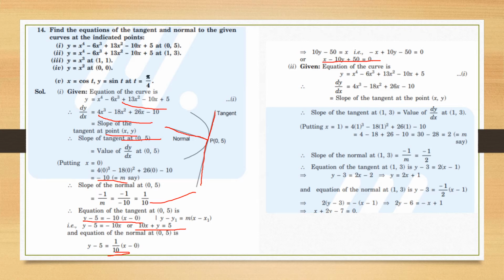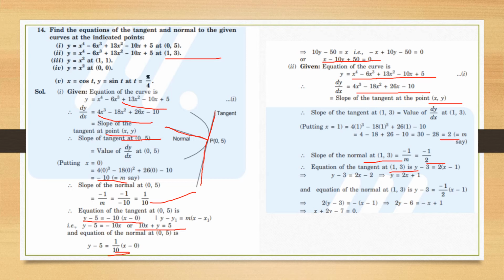Similarly, for the second curve, this is the equation of curve. I'll find derivative. Slope of tangent is the value of derivative at the point 1, 3. So I'll put here this 1 and 3. So I'll get here as 2. Slope is 2. So this is the slope of tangent. And slope of normal will be minus 1 upon 2, that is minus half.